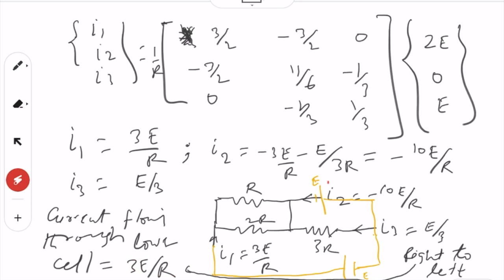Thus for external cells we have found out the value and the direction. Now, through 3R, the value of I3 is the current flowing through 3R. So this will be E over 3, the R term will also be there.